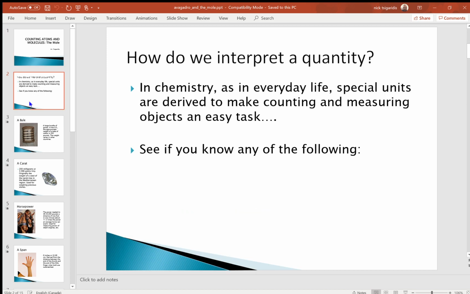So how do we interpret a quantity? Well, it turns out that we oftentimes make up special units to help us understand quantities in chemistry, or pardon me, I shouldn't say in chemistry, in everyday life. And we've done the exact same thing in chemistry. And so we've created a special unit called the mole. Now, what other units that are not the typical SI units do we have? So I have a whole bunch of examples of these, and here we go.